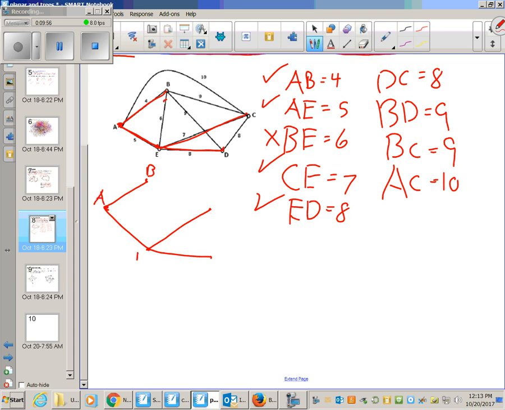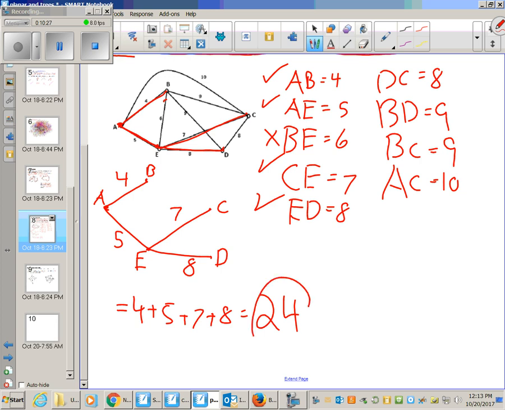This had a weight of 4, a weight of 5, 7, and 8. All right, so not bad. The weight of my subgraph is just 4 plus 5 plus 7 plus 8, which is 24. I hope I did that right. 4 and 5 is 9, 16, 16, 8, 24. Good. So that's Kruskal's method.